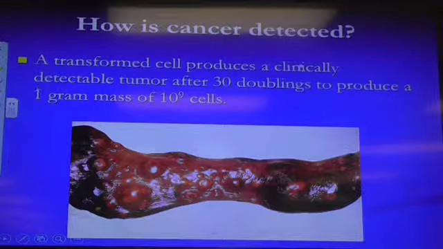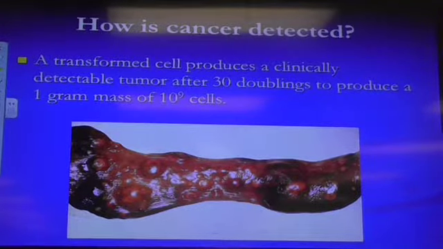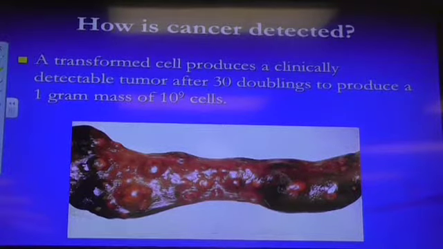Anyway, so how is cancer detected? Are there any questions? The transformed cell produces a clinically detectable tumor after 30 doublings. So 30 doublings exponentially results in a 1 gram mass of 10 to the 9 cells, which is a billion, right? 10 to the 9, a billion cells.